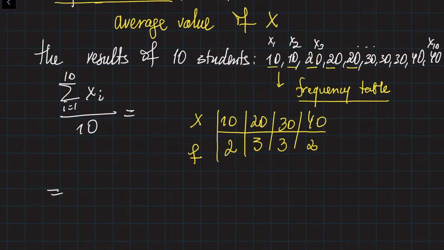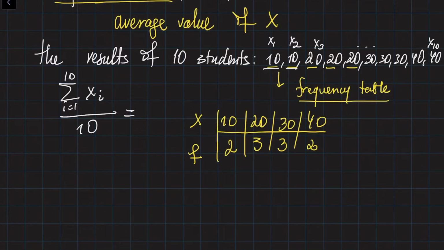So if you remember, in order to find the average of the results for these 10 students, you just need to sum all the results and then divide this by 10, right? So what we did is, you are going to have 10, so you need to sum 10 and 10. Instead of doing this, you're going to just multiply 10 by 2, which is the number of appearances of the 10.